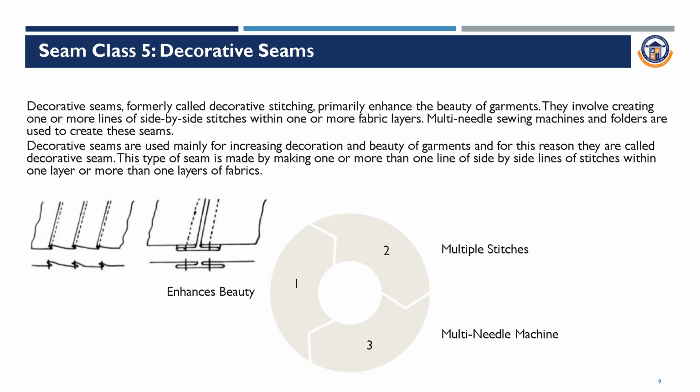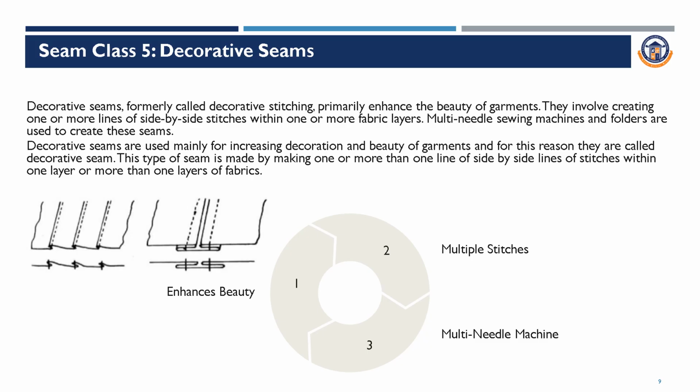Seam class 5, decorative seams. Decorative seams are formally called decorative stitching, and primarily enhance the beauty of a garment. They involve creating one or more lines of side-by-side stitches with one or more fabric layers. Multi-needle sewing machines and folders are used to create these seams.